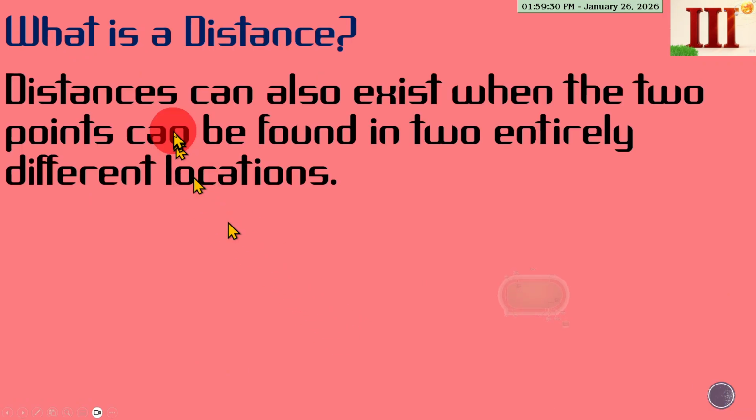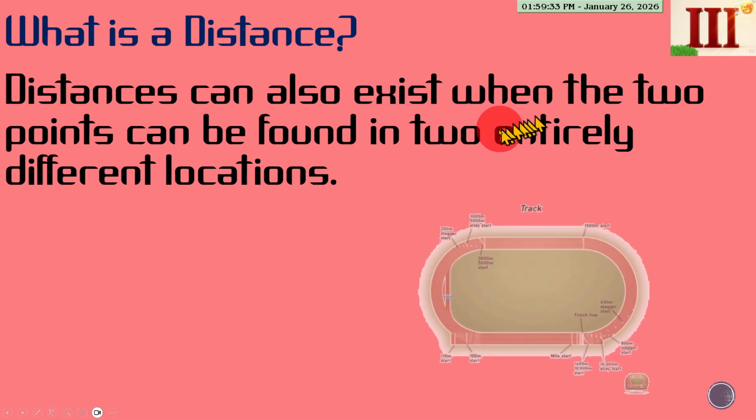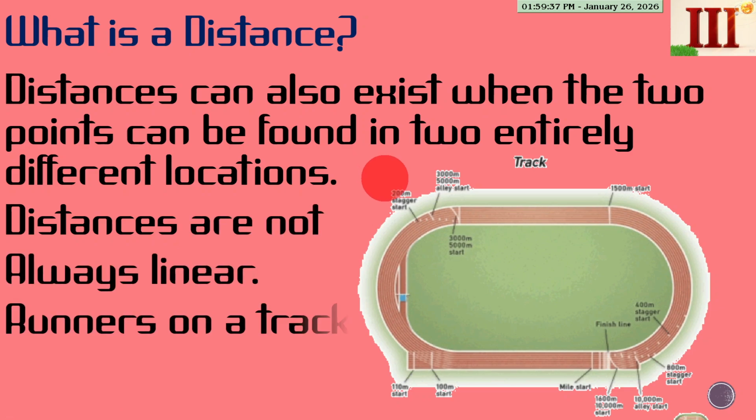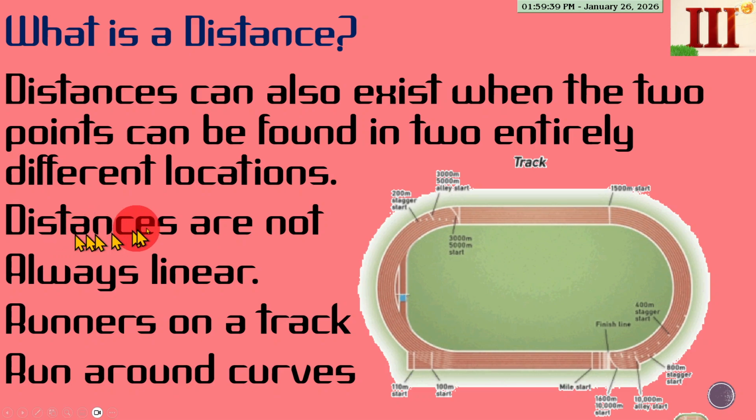So distances can also exist when the 2 points can be found in two entirely different locations. These distances are not always linear. That means it's not always on a straight line. Many of you have probably seen runners on the track being called to run around curves. The standard track, the 100 meters, is a straight race. But if you want to run the 200 meters, you have to start coming around the curve and then come around before you hit the finish line.